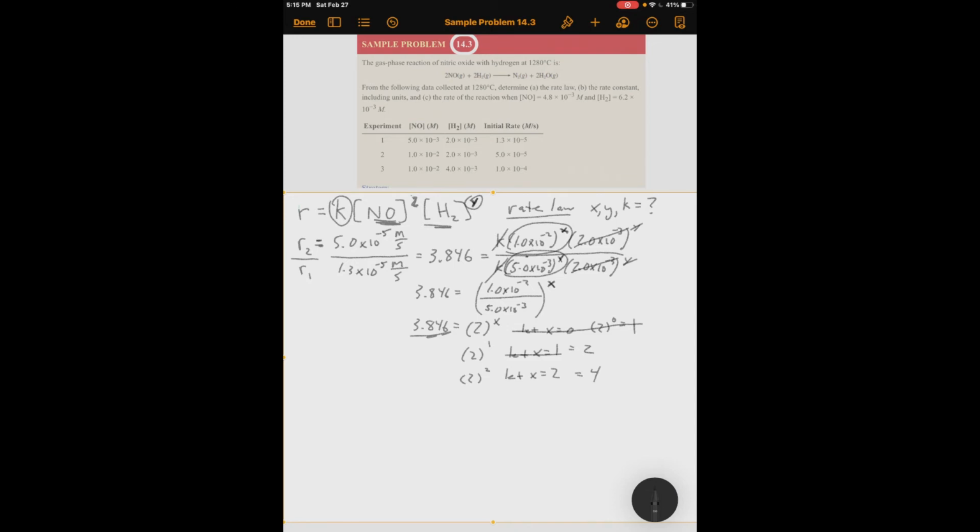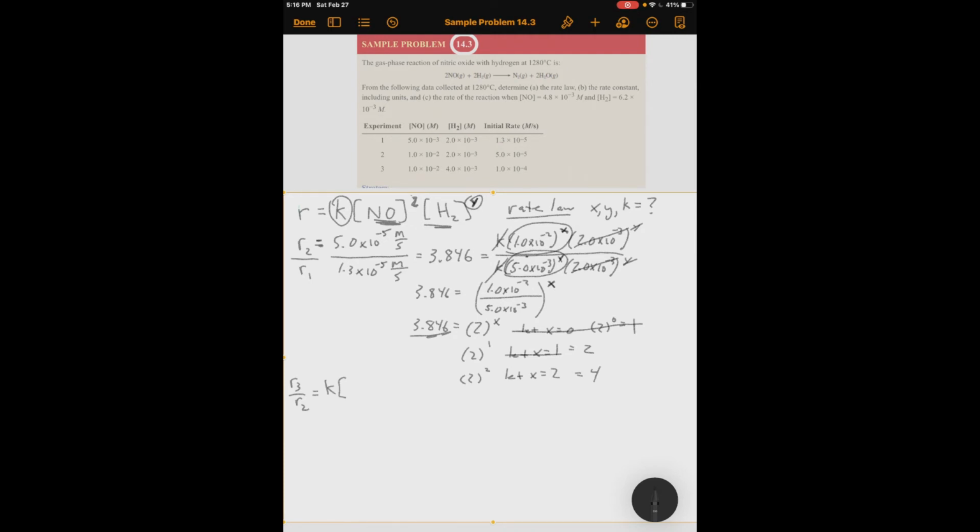Now you have a couple choices. You could do 1 and 3, or you could do 2 and 3. The problem with doing 1 and 3, it's not an insurmountable problem, but it is a problem, is that NO is changing also. You want to have it where only H2 is changing. So that would be 2 and 3. For 2 and 3, H2 is changing, but NO is not. So again, do the larger one divided by the smaller one. I'm going to take R3 over R2.